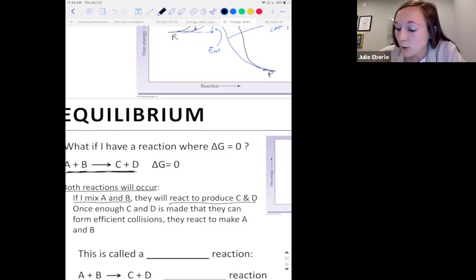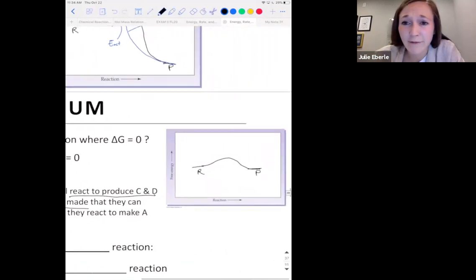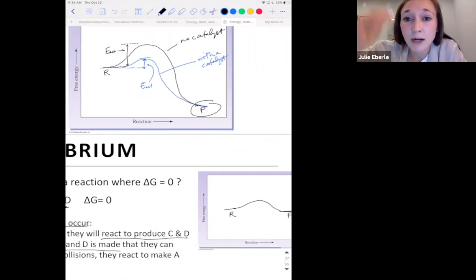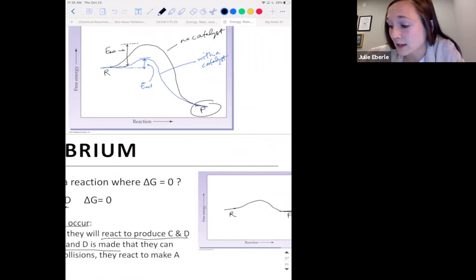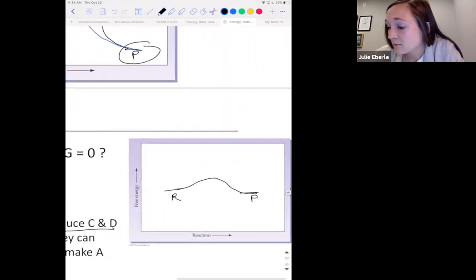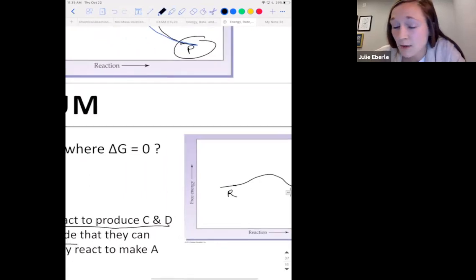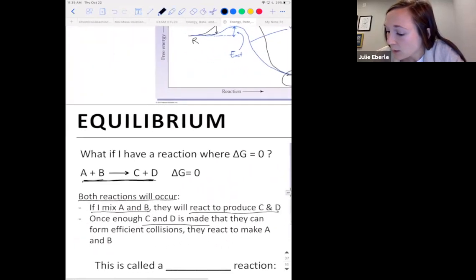However, once enough C and D is made, because it's not energetically favorable to go one way or the other, remember what's favorable is a negative delta G. When your products are lower than your reactants, that's favorable. That's negative delta G. What's unfavorable is when the energy level of the products is above the energy level of the reactants. But if they're the same, we can't say it's favorable to make the reactants or to make the products. They both will happen. Once enough C and D is made, they can also collide.